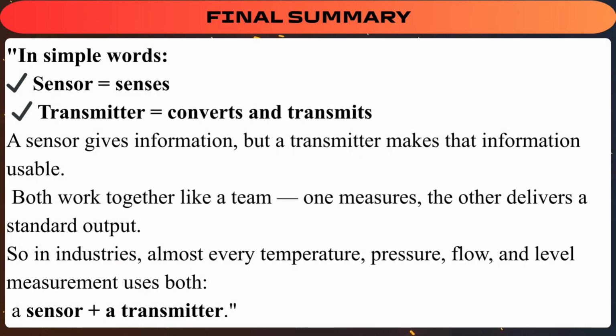Final summary. In simple words, sensor equals senses. Transmitter equals converts and transmits. A sensor gives information, but a transmitter makes that information usable. Both work together like a team. One measures, the other delivers a standard output. So in industries, almost every temperature, pressure, flow, and level measurement uses both a sensor plus a transmitter.